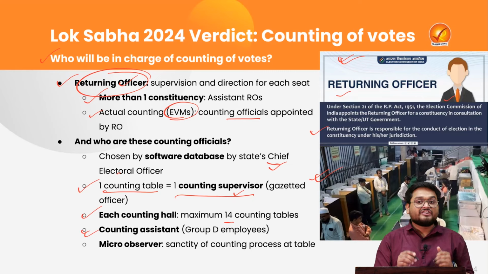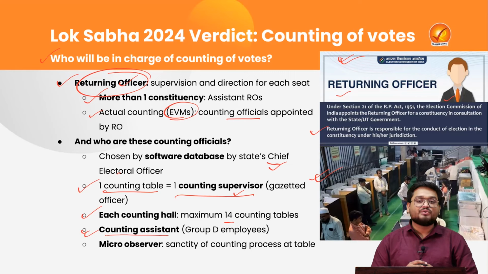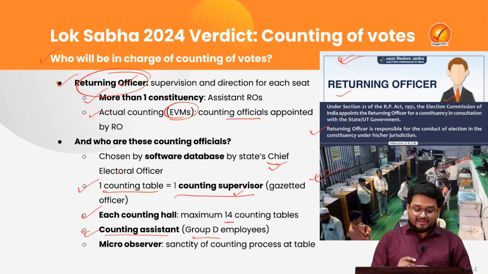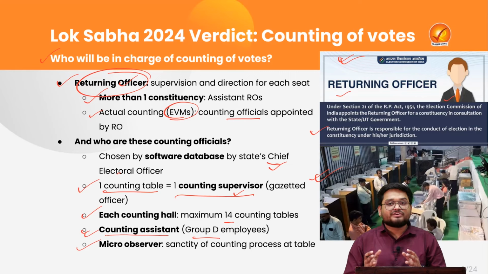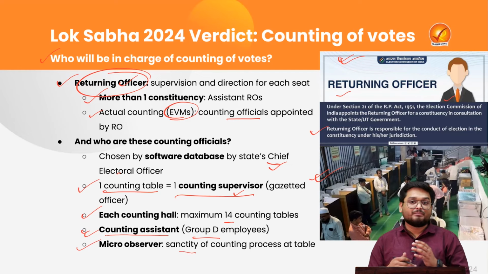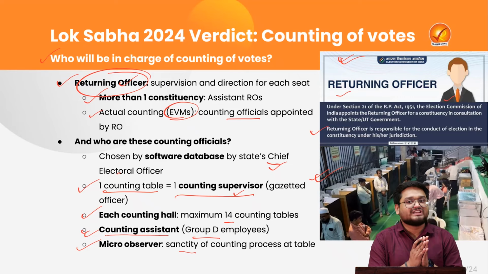And the people who are actually doing the counting are known as the counting assistants, who are Group D employees of the state government or even the central government, right? Now here, the micro observers will also be there, who will be looking at the various processes, rules and standards, and whether they are actually being followed at the various counting tables or not.